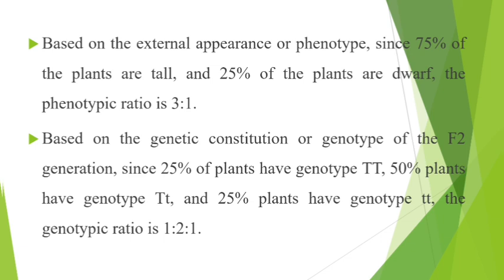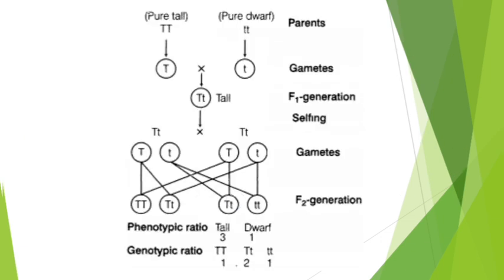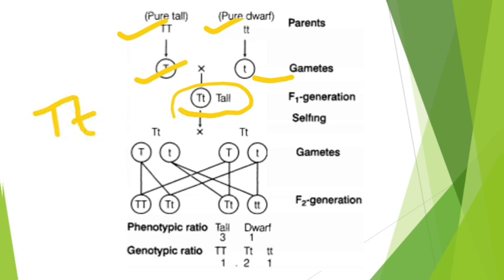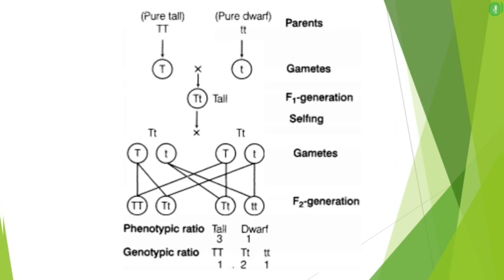So this is the diagrammatic representation. Pure tall and pure dwarf gametes are crossed to get the F1 generation with capital T, small t, then self pollinated to get TT, Tt, Tt, and tt in a 3:1 ratio, and the genotypic ratio is 1:2:1. Okay, remember this. So it is all about the monohybrid experiment.